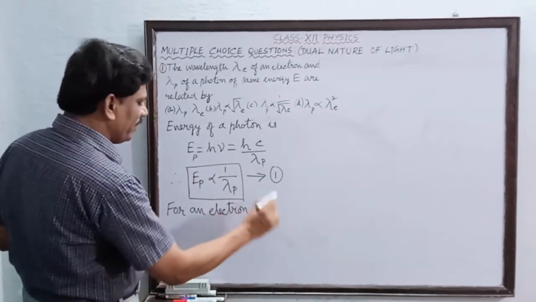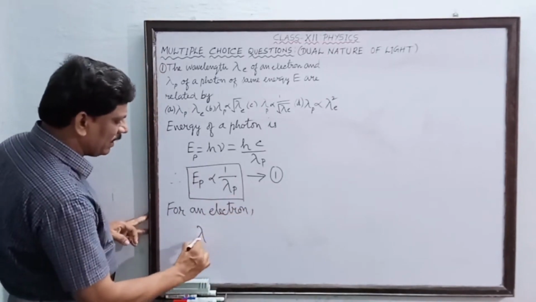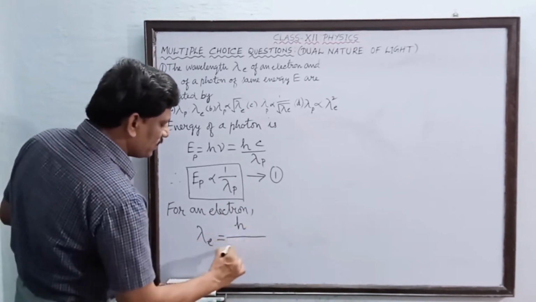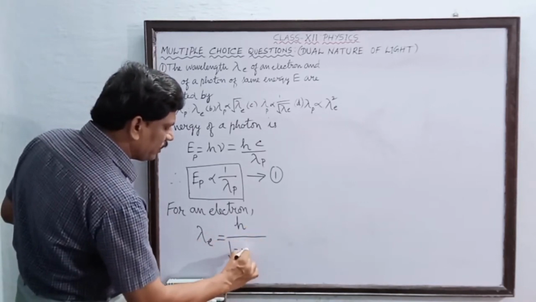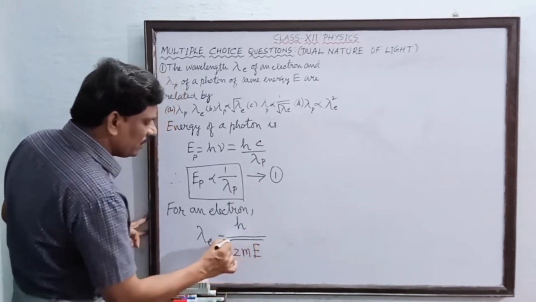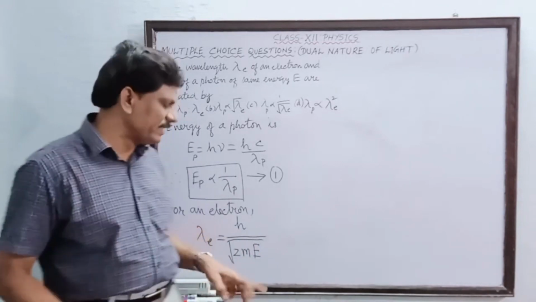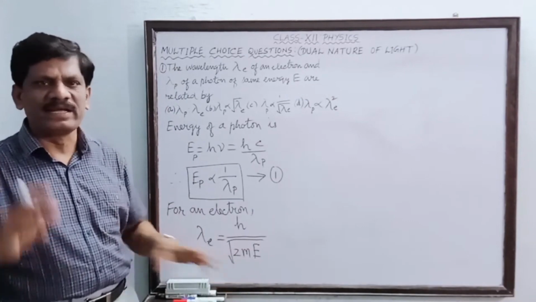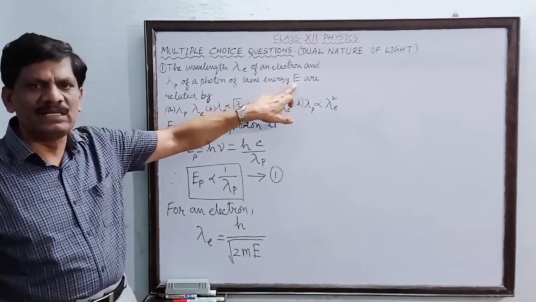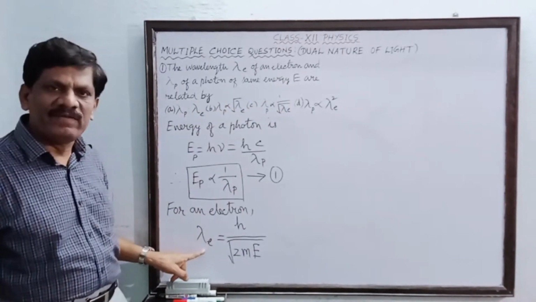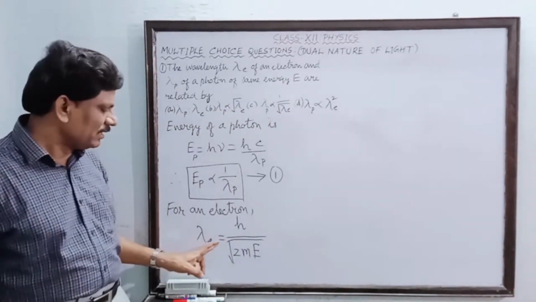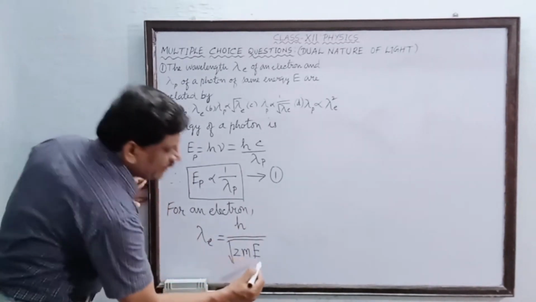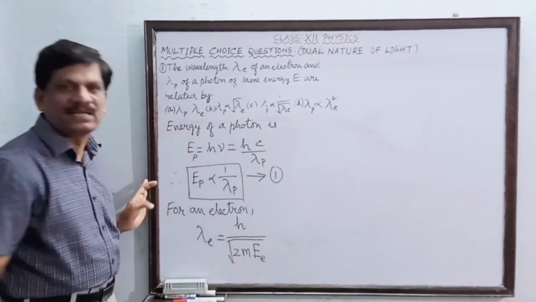the de Broglie wavelength is given by lambda is equal to h divided by square root of 2 into m into the energy. Do you remember that in the textbook, capital K is given for kinetic energy? Here I am taking the symbol E because they have given the symbol E here. So the de Broglie wavelength of an electron is given by lambda e is equal to h divided by square root of 2m into E. I will take the symbol E with suffix small e for electron.